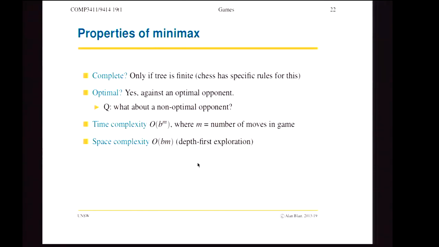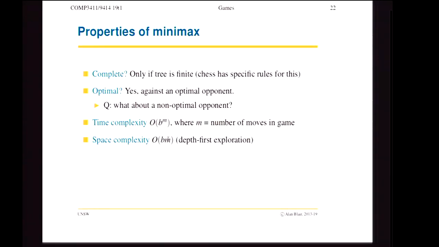And the space complexity is order bm. So remember, the big advantage of depth first search compared to breadth first search is very little space, and we make full advantage of this here. We don't have to store the whole tree, only the branch that we're currently exploring and the siblings.